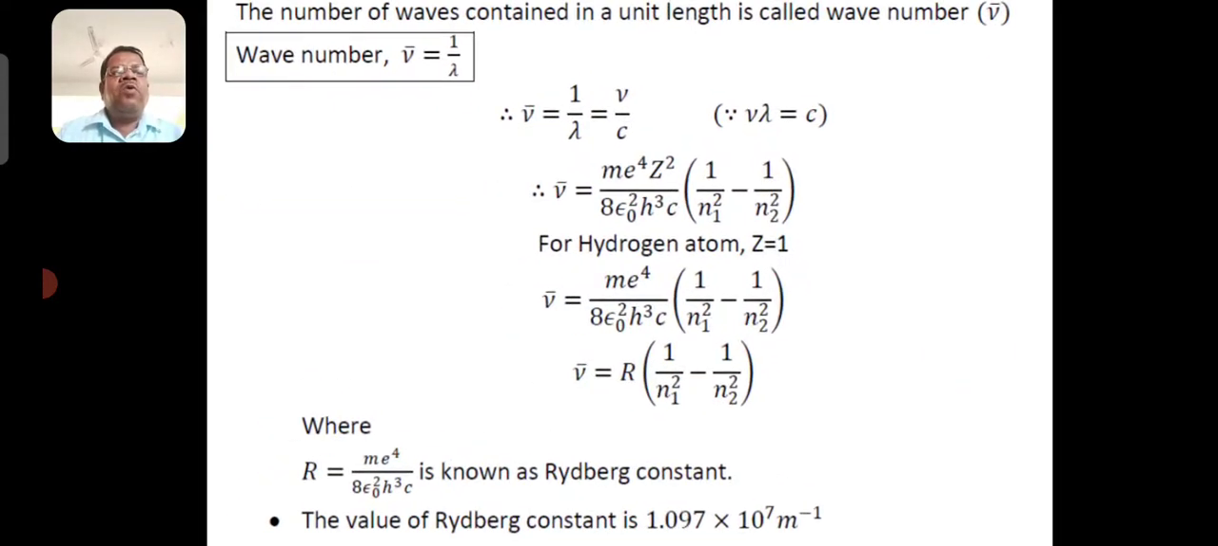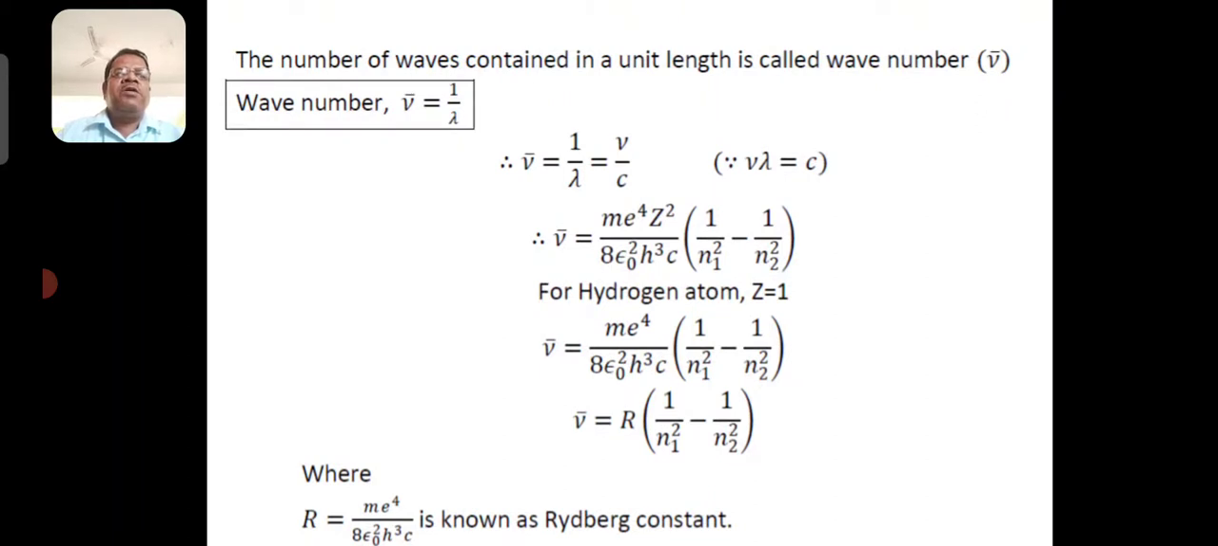Now we have to define wave number. The number of waves contained in a unit length is called wave number. It is denoted by nu bar. Therefore wave number nu bar equals to 1 by lambda. Therefore nu bar equals to 1 by lambda equals to nu by c. Frequency into wavelength equal to velocity of electromagnetic radiation, that is nu lambda equals to c.